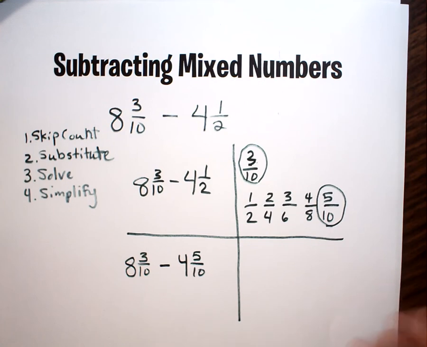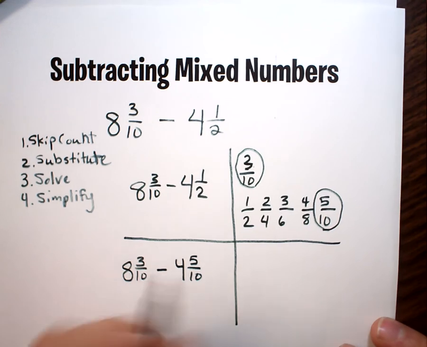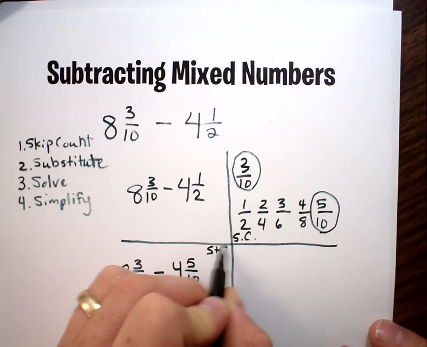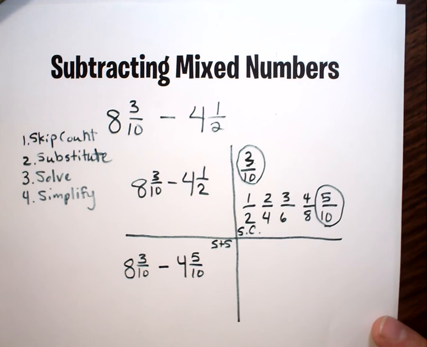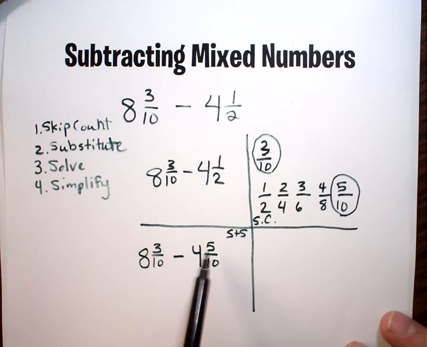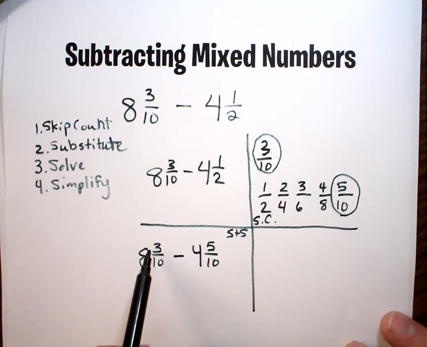That's the third S. The third S is solve. We're going to substitute and solve in this same box. So this was skip count, and this is going to be substitute plus solve. But we can't solve it yet, because the first step in subtracting is to subtract the numerators. 3 minus 5, though, would give us a negative number. So I have to make this fraction bigger by regrouping or borrowing.